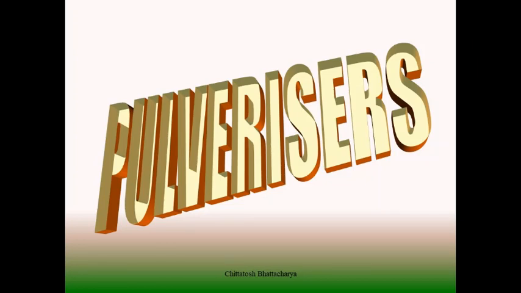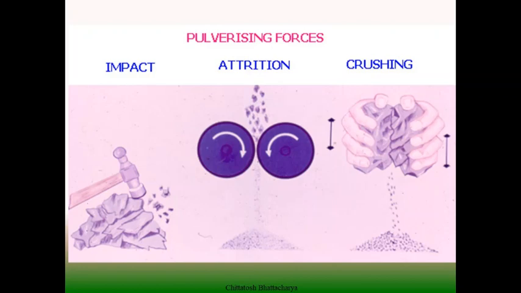Now we are going to discuss the pulverizers. Pulverizing is a combination of three physical processes: impact, attrition and crushing. As you know, impact is the sudden surge force through which fragmentation takes place, and attrition is due to the frictional resistance. When similar particles come in contact with each other, they get fragmented. That is due to attrition. Just like two chalks you are rubbing against each other, they get fragmented.